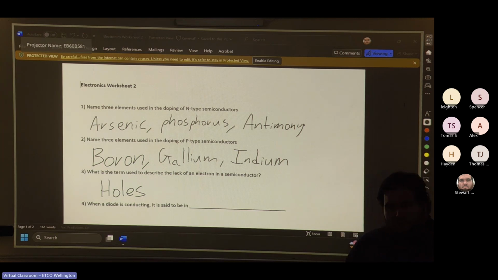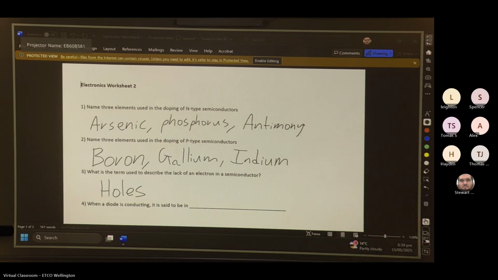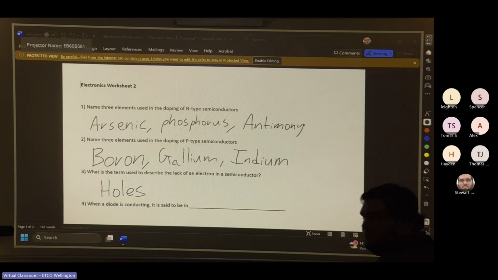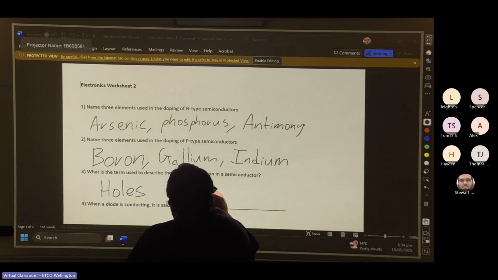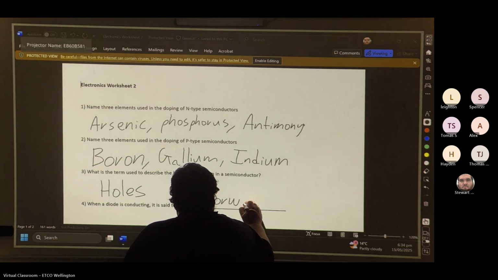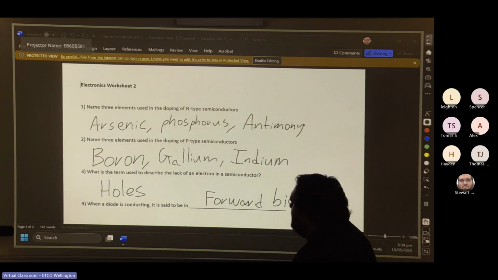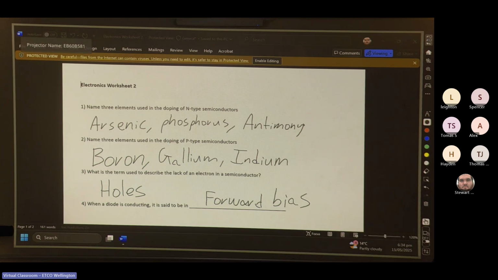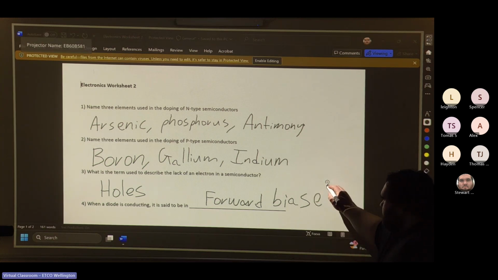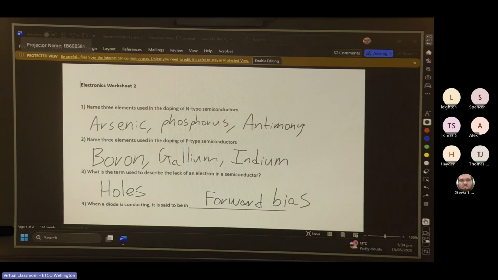So when it's conducting, it's in one state. When it's not conducting, it's in the other. Yep, forward bias. Cool. And I'll just leave those up there for a sec. Bias or biased. I think it's just bias. Cool. So I'll leave that there for a minute, just for people who are watching this online, just to get the answers.